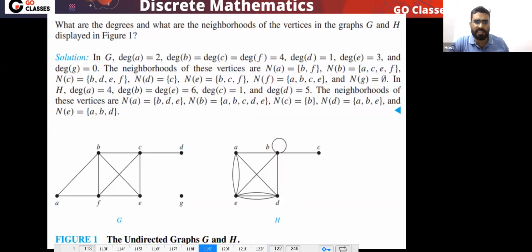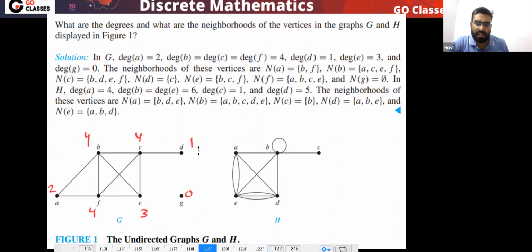Okay, now let's take this example. In this example, find the degree of every vertex. What is the degree of G? That is 0, because there is no neighbor of G. So this vertex has degree 0. This vertex has degree 1. What is the degree of A? This has degree 2. Degree of F is 4. Degree of E is 3. Degree of C is 4. Degree of B is 4. Okay, so this is the degree of every vertex.